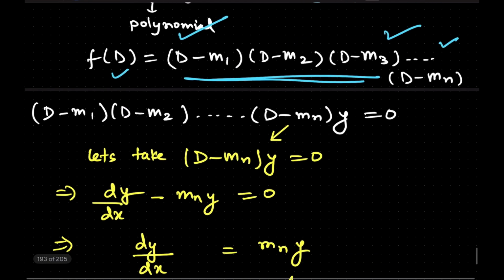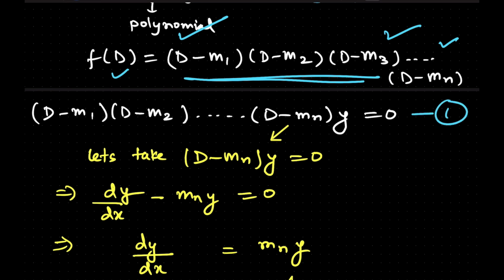So now our parent equation is turned into (D minus m1)(D minus m2) and so on till (D minus mn) y equal to 0, where m1, m2 and similarly mn are the roots of this polynomial f(D). Now let's take a general form, this part. Let's take every root and put it equal to 0 to find the solutions.